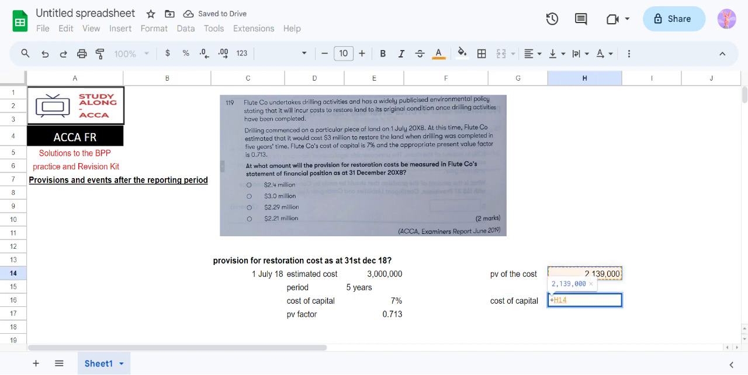So we will take this present value multiplied by the cost of capital percentage. We will multiply it, so we will get this 149,730, which is our cost of capital.